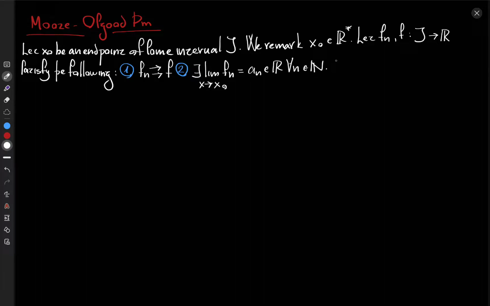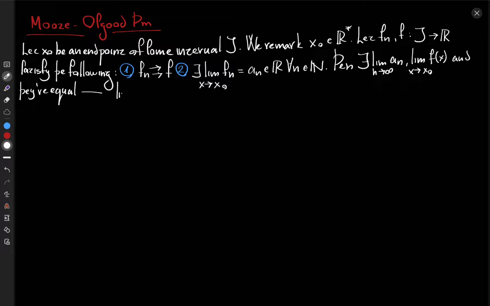For all natural n, then the limit as n approaches infinity of an, and the limit as x approaches x0 of f of x, where f is the function to which fn converge uniformly, exist, and they're equal. In other words, the limit as n approaches infinity of the limit as x approaches x0 of fn of x is equal to the limit as x approaches x0 of the limit as n approaches infinity of fn. These two limits may be swapped if fn converge uniformly, and if the limit as x approaches x0 of fn exists for all n.